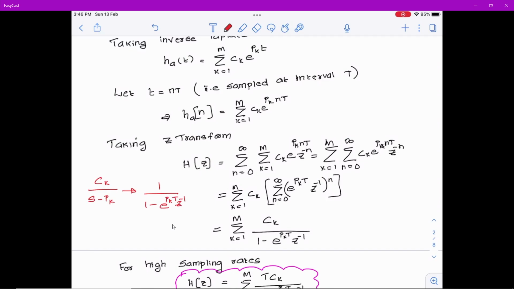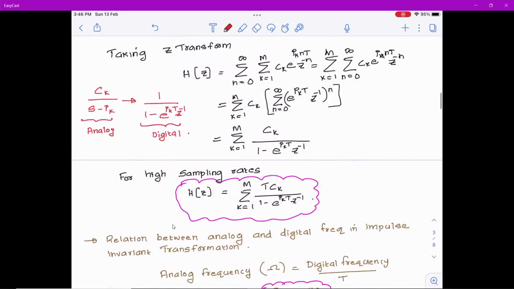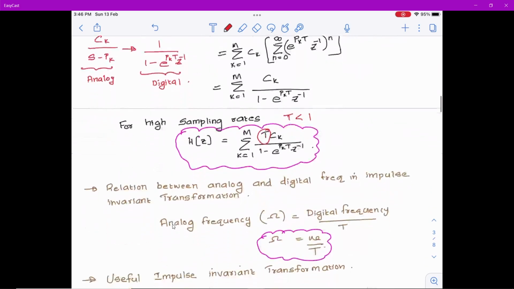You have converted the analog transfer function to a digital transfer function, and this is the mapping. If the sampling rate is high, that is when the T value is less than 1, then you need to multiply by T also. That's the only change you need to make.